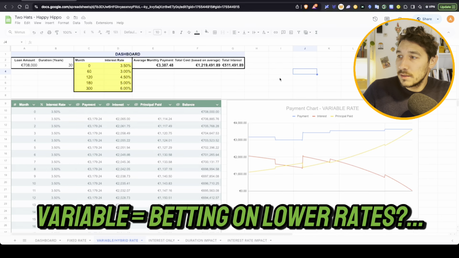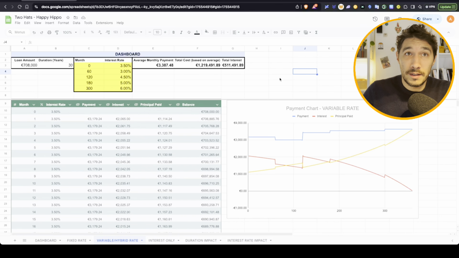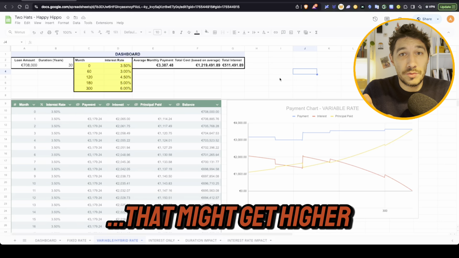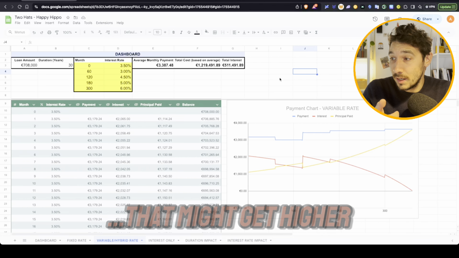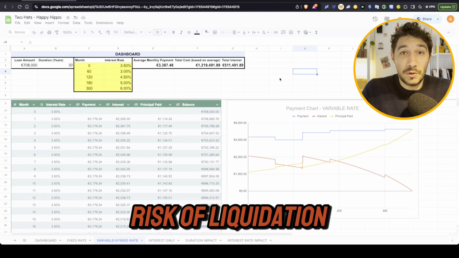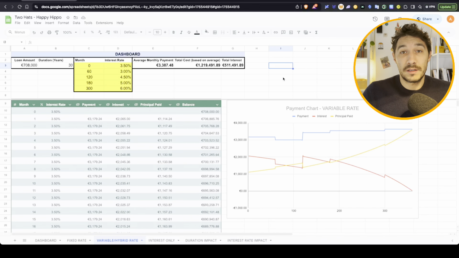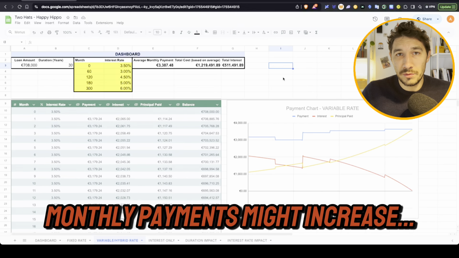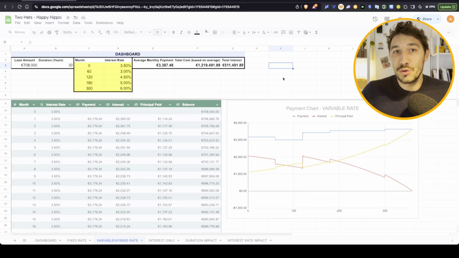On the other hand, disadvantages are uncertainty, because if interest rates rise, your monthly payment will rise, and that could lead to unaffordability, risk of going bankrupt. Finally, another disadvantage is that because of this uncertainty, it's more difficult to plan your financial life. If you go with this type of mortgage, you should plan it accordingly, having an emergency fund or something like that.